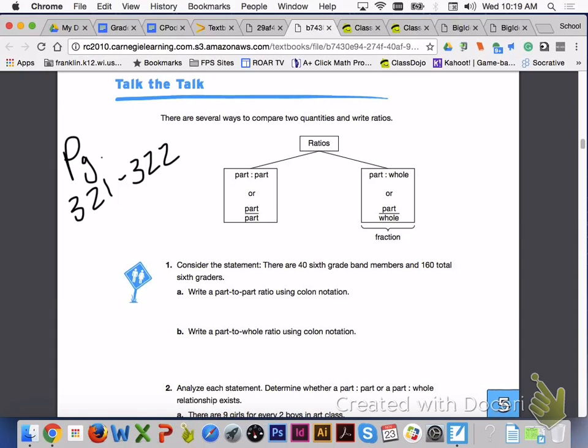Turn to page 321. I would like you to complete the Talk the Talk activity for homework tonight. Please notice that it does continue on to the next page, 322. So complete the Talk the Talk activity for homework tonight.